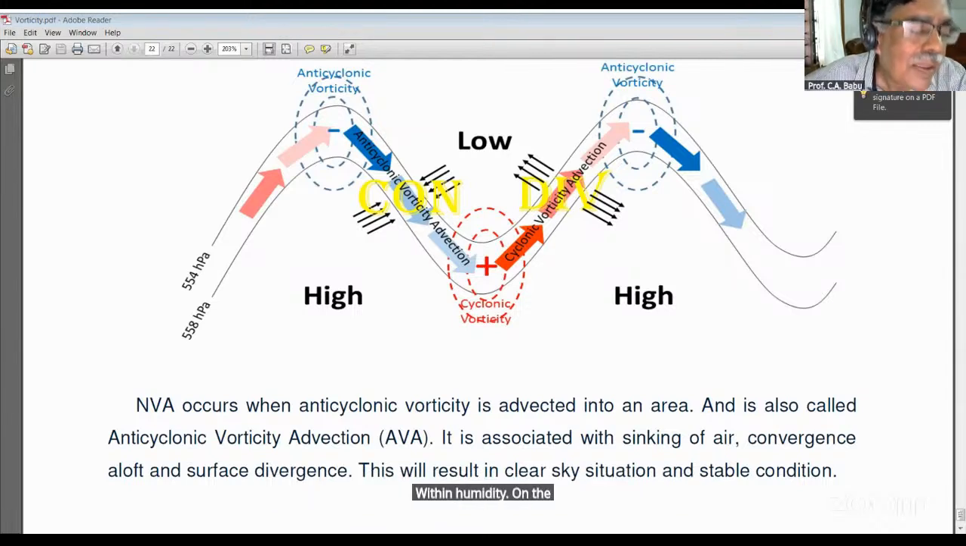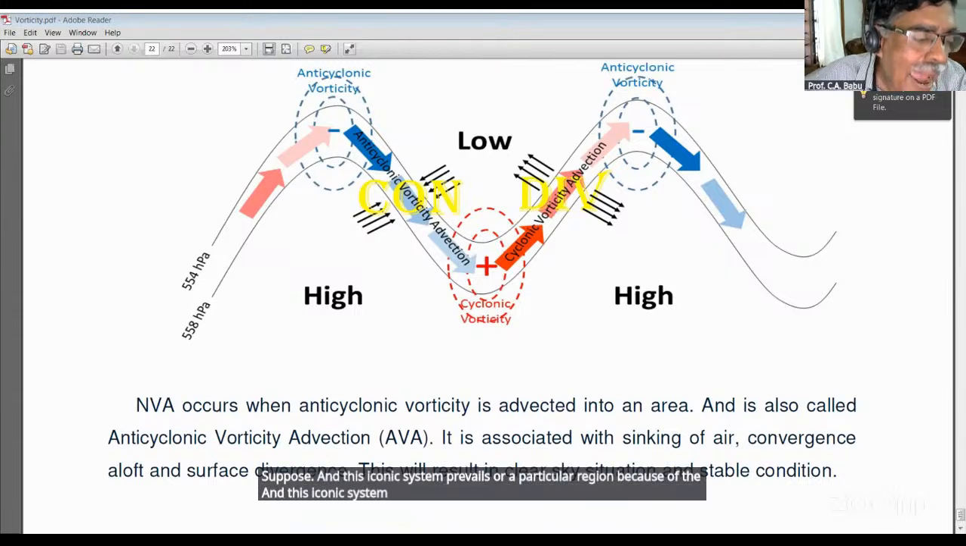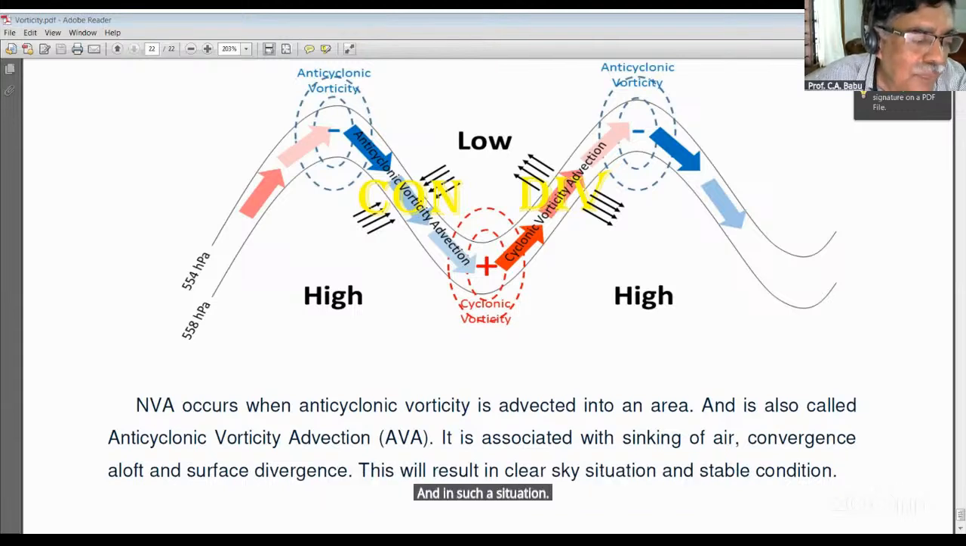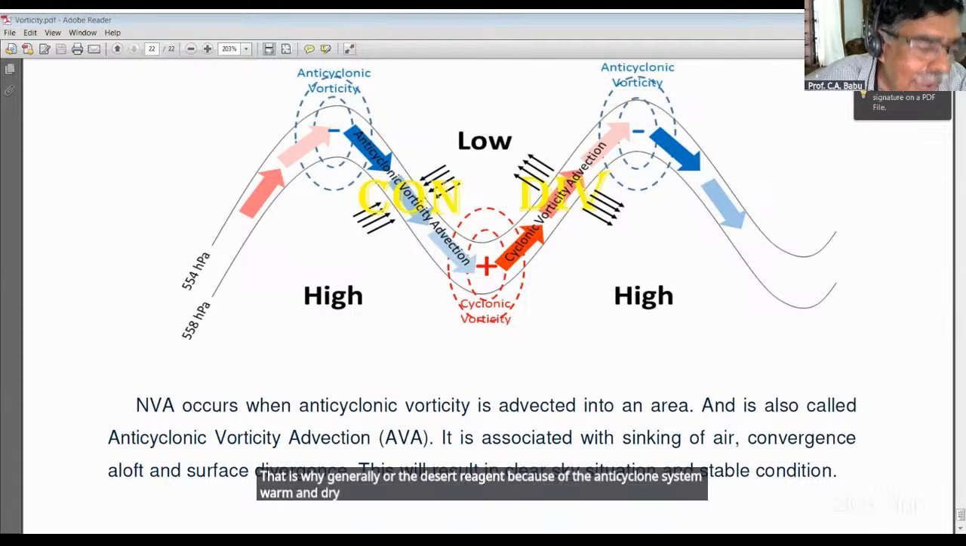On the other hand, suppose an anticyclonic system prevails over a particular region. Because of the anticyclonic system, we can expect divergent motion near surface, and hence we can expect warm and dry air near surface. And in such a situation, we cannot expect development of clouds or weather system. That is why generally over the desert region, because of the anticyclonic system, warm and dry air prevails, and there is no possibility for the formation of clouds.